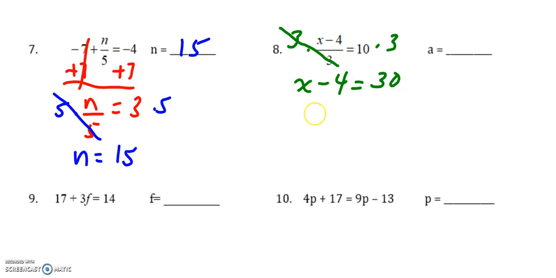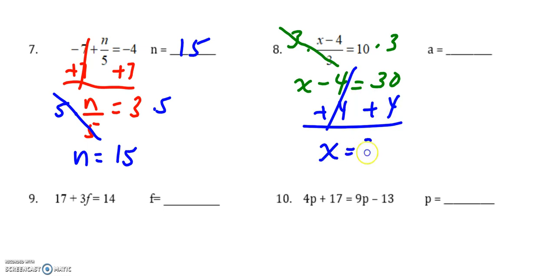And now it's just lovely because we just need to add 4 to both sides. So we'd have x equals 34. And here it should say a, it should say x equals 34.